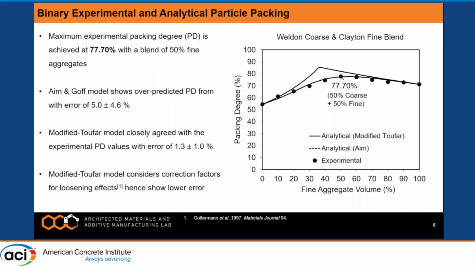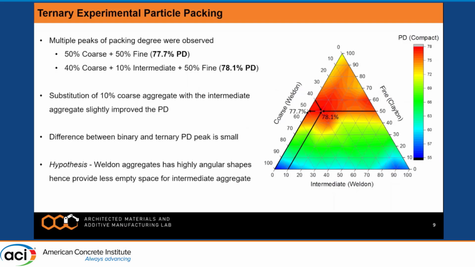Looking at the particle packing for the binary system, these points show the experimental data. And as you can see, it goes to a peak of around 0.77 packing degree for 50% coarse and 50% fine aggregates. The Modified Toufar model shows a very good agreement with the experimental results with a very small error of 1.6%, whereas the AIM model showed quite a deviation with a higher error of around 5%. Now talking about the ternary experimental particle packing.